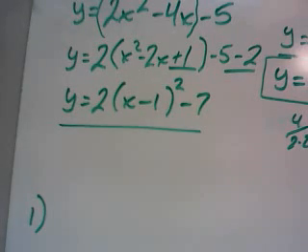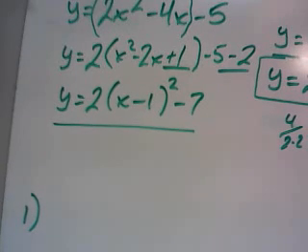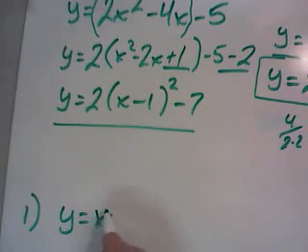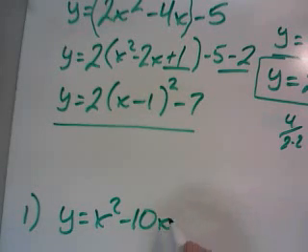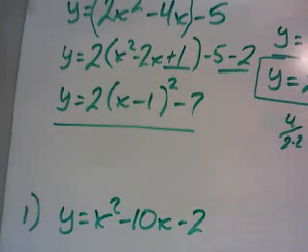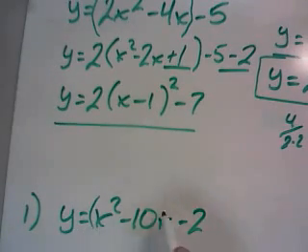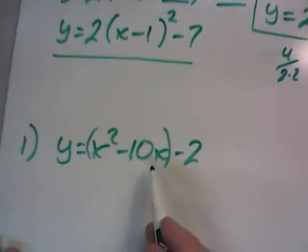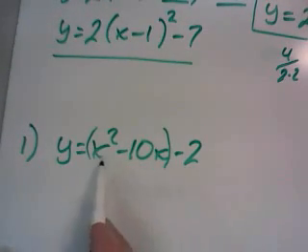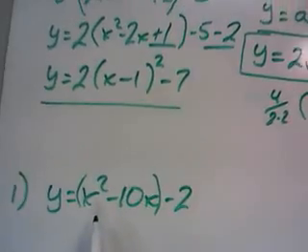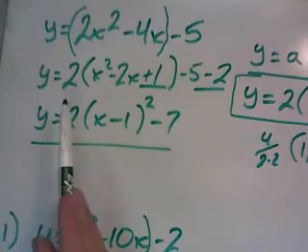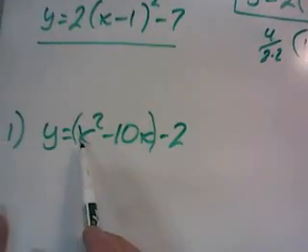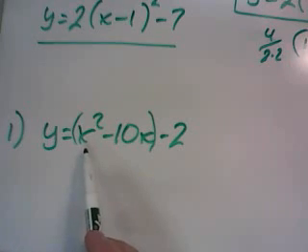The starter problem is a good example, but let's just go over 2 examples where we're doing this with different equations. Let's say we have y equals x squared minus 10x minus 2. Well, we can do the same thing here. I'm going to put parentheses around the x squared minus 10x. And this time, I don't have to factor anything out like I did in the starter problem. I don't have to factor a 2 out because there is no value in front of the x squared. It's just 1.